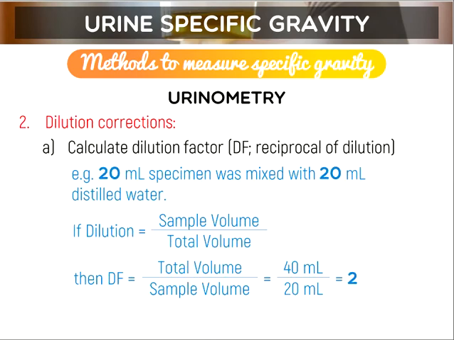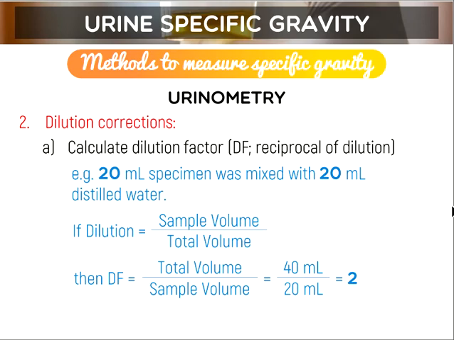So next we have your dilution corrections. Calculate the dilution factor. The dilution factor is the reciprocal of the dilution. For example, a 20 ml specimen was mixed with 20 ml distilled water. The dilution is sample volume over total volume, so the dilution factor is total volume over sample volume. So 40 ml over 20 ml is equal to 2.